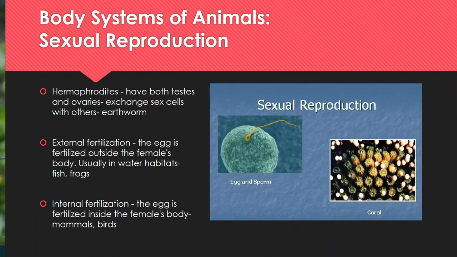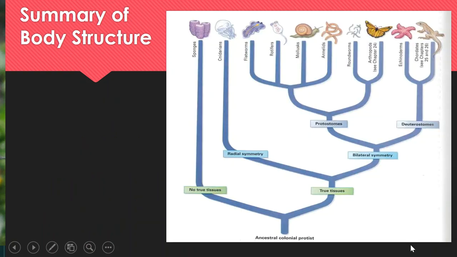Sexual reproduction. Hermaphrodites, both testes and ovaries in the same organism. They exchange sex cells with others. This is an example of earthworm. External fertilization. The egg is fertilized outside the female's body, usually in water habitats like fish and frogs. In internal fertilization, the egg is fertilized inside the female body. Example, mammals and birds. Let's look at a summary of the body structures.